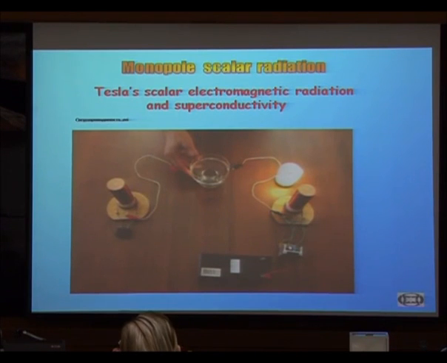This is a Tesla generator. This is a Tesla transformer, a Tesla coil. This is a lamp. You see, the lamp is lighting. This is one wire, a glass with clean water, distilled water. And here is another Tesla coil, and here is the lamp. You will see now how it's working.